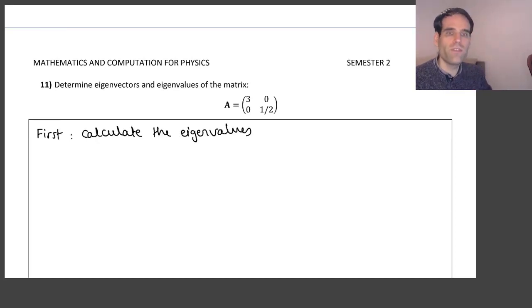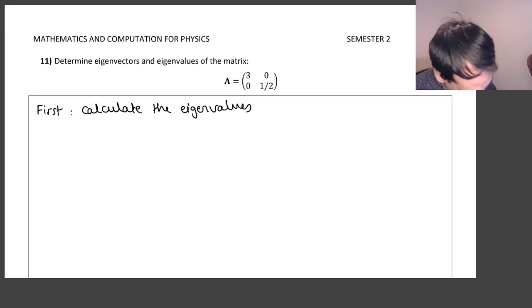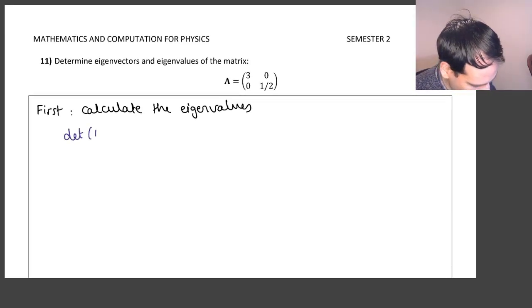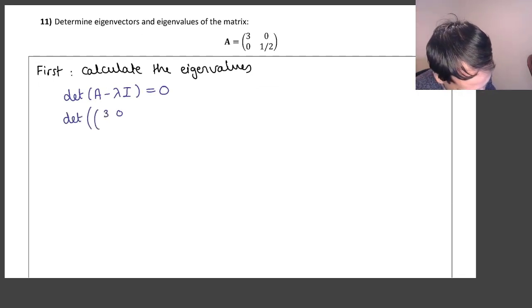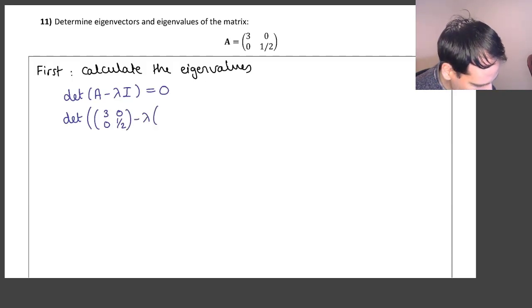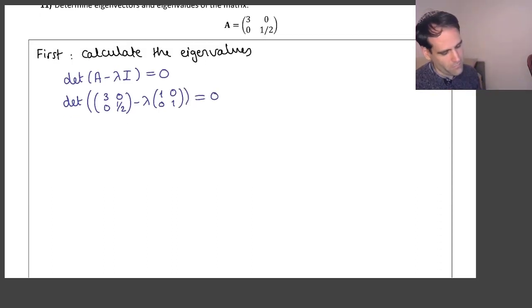And as you know, the way we do this is that we calculate the determinant of A minus lambda I, and the result must be equal to 0. So what's the determinant of this matrix? It will be the determinant of matrix A minus lambda times the identity matrix, which has 1s in the main diagonal. And the result of this determinant is equal to 0.